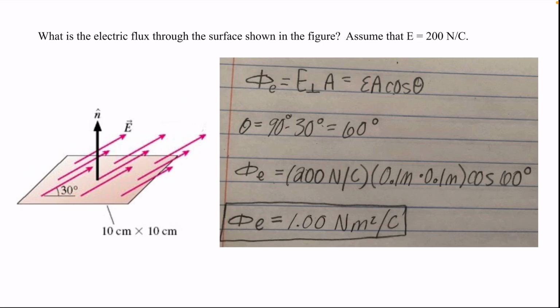So the first thing is just that E value. Then one thing that you always have to remember with these to make your units work out is converting from centimeters to meters. So making sure you did that is important, and then multiplying by cosine 60. And that leaves you with a total electric flux of 1 Newton meter squared per coulomb. It's a pretty simple problem overall.